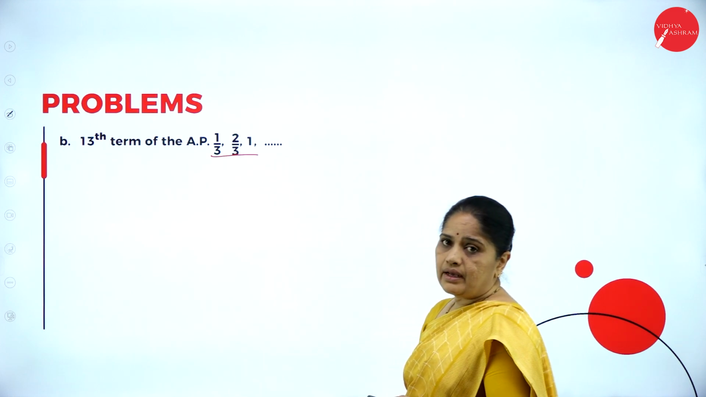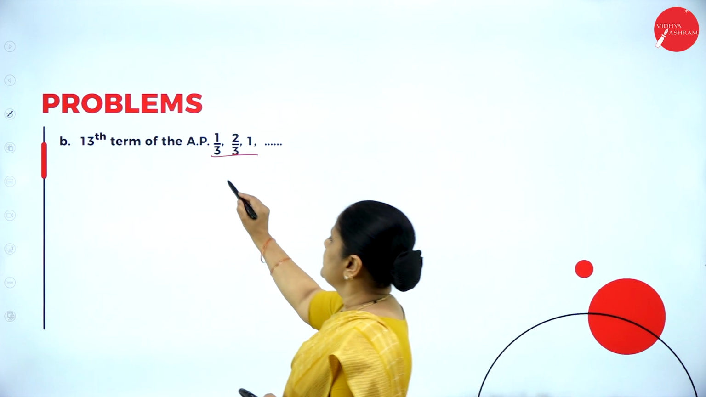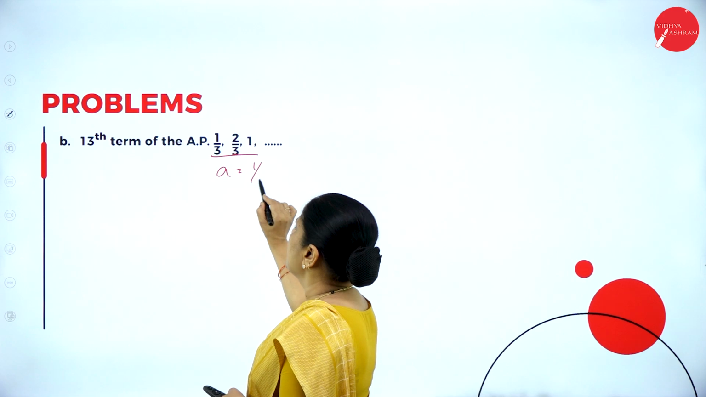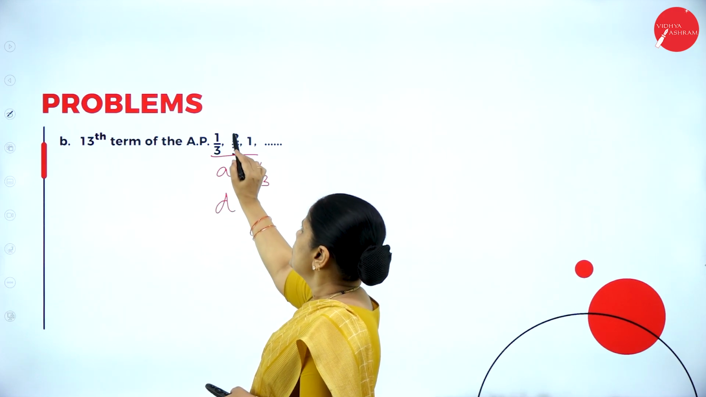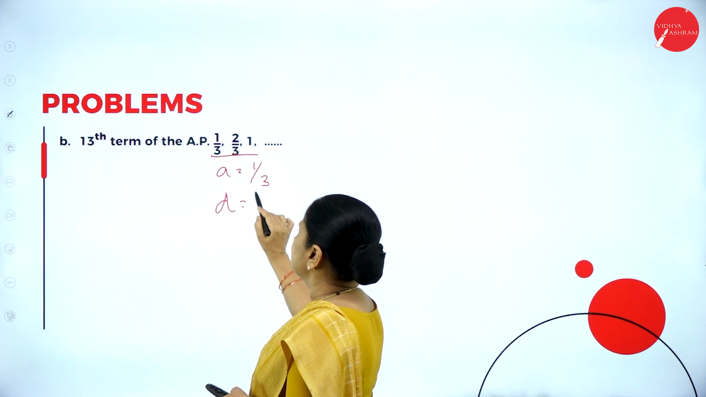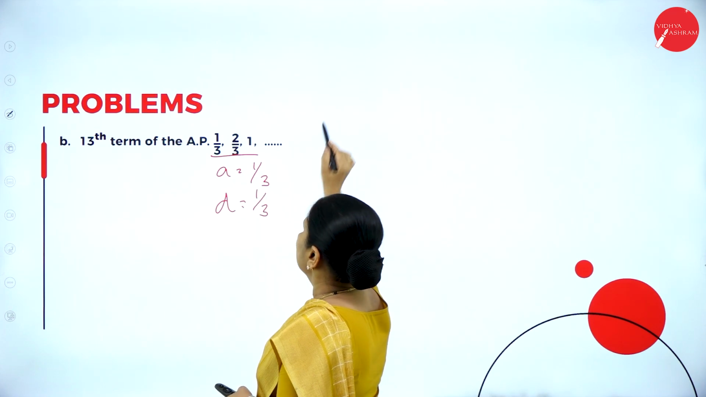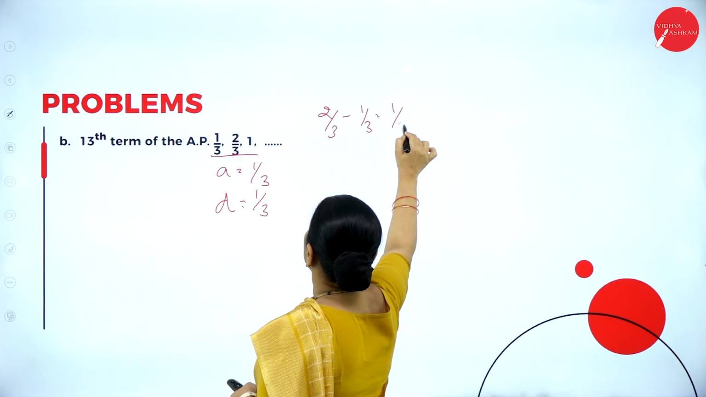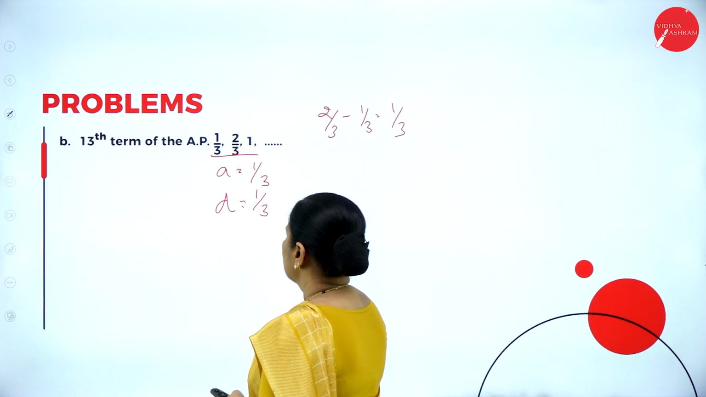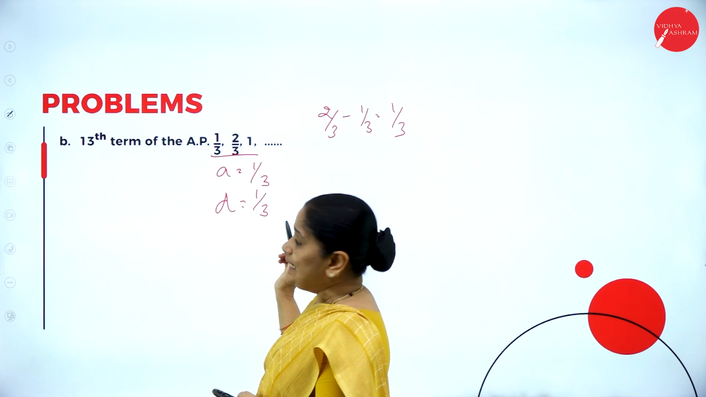Now, the next problem: the 13th term of the AP 1 by 3, 2 by 3 and 1. What is the first term here? A equals 1 by 3. Now, we have to find D. So, 2 by 3 minus 1 by 3 will be 1 by 3. So, 2 by 3 minus 1 by 3 equals 1 by 3. So, D equals 1 by 3.